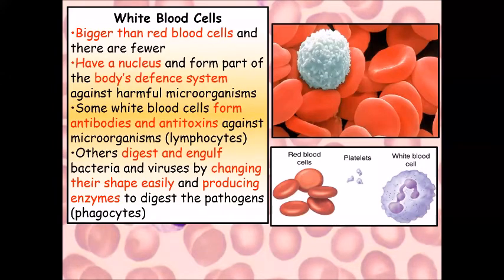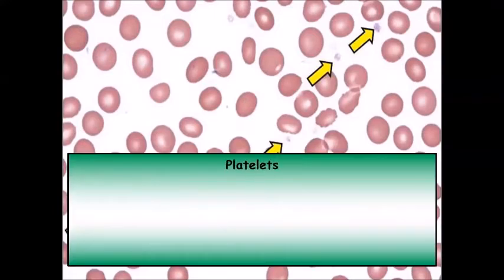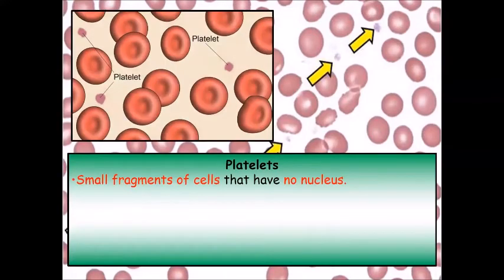The final part of blood is the platelets. They are absolutely tiny, and to tell the truth, they are just tiny little fragments of cells. They're broken up cells. They have no nucleus. They are vital, though, for clotting. If you do not have them, you have a symptom called haemophilia, which means you cannot clot effectively or at all. So a simple scratch could be life-threatening.